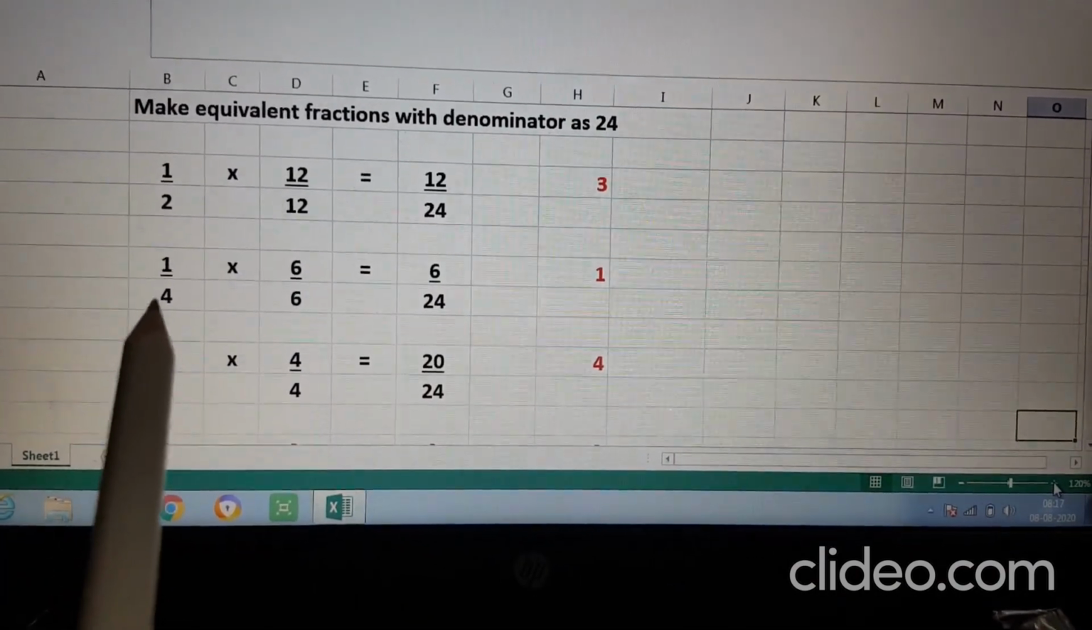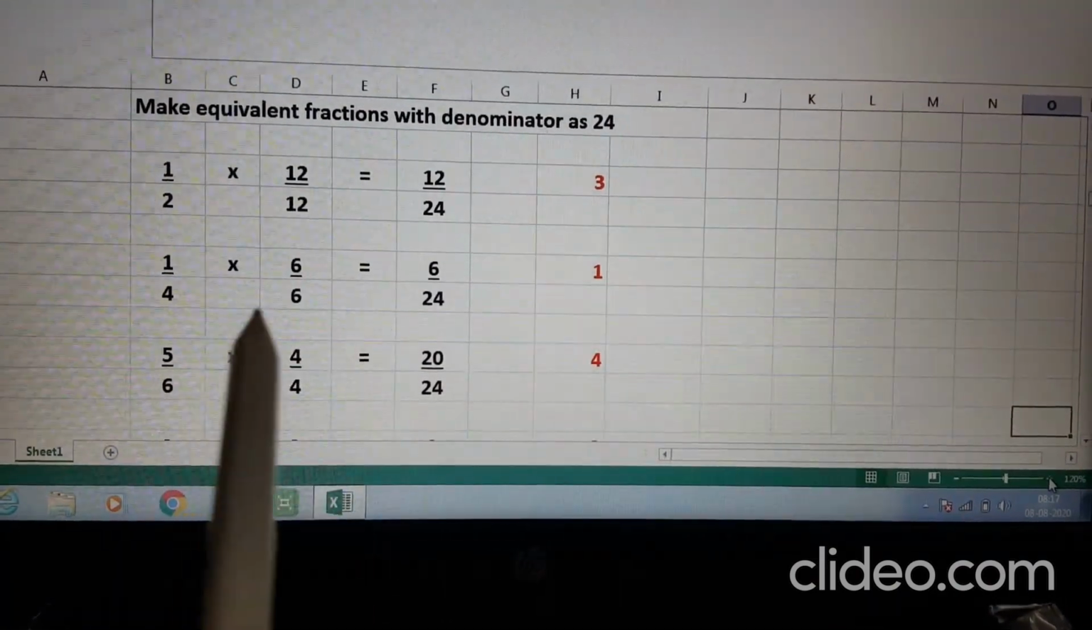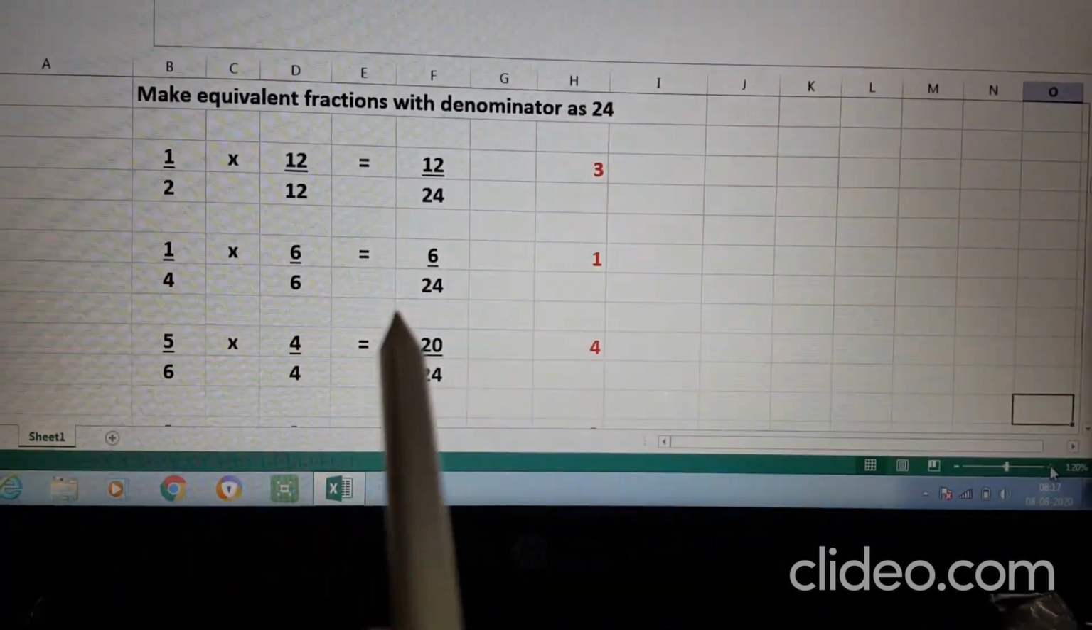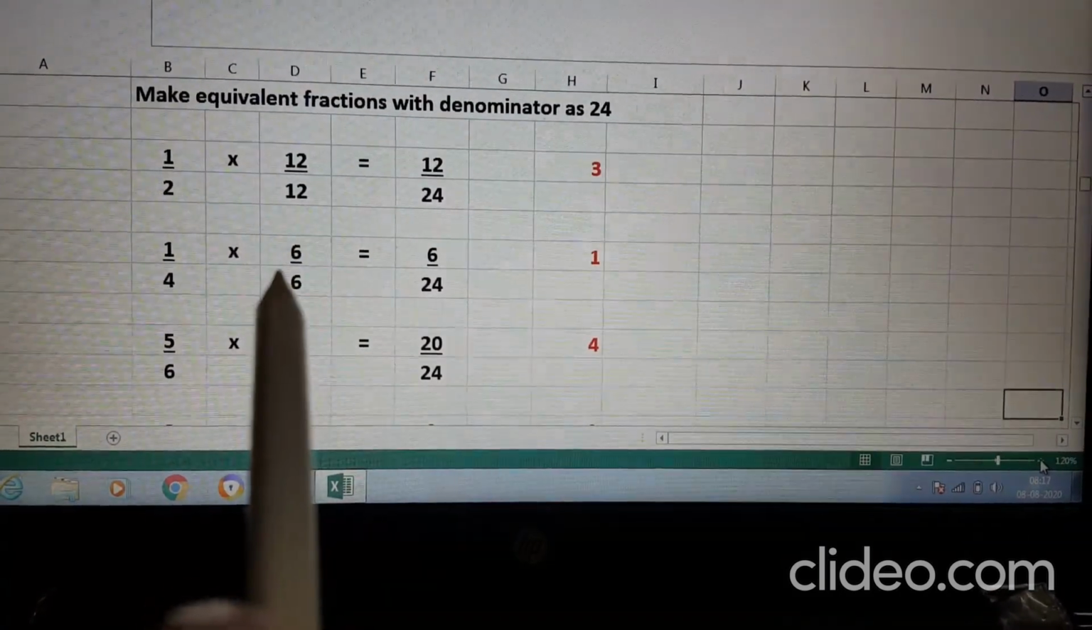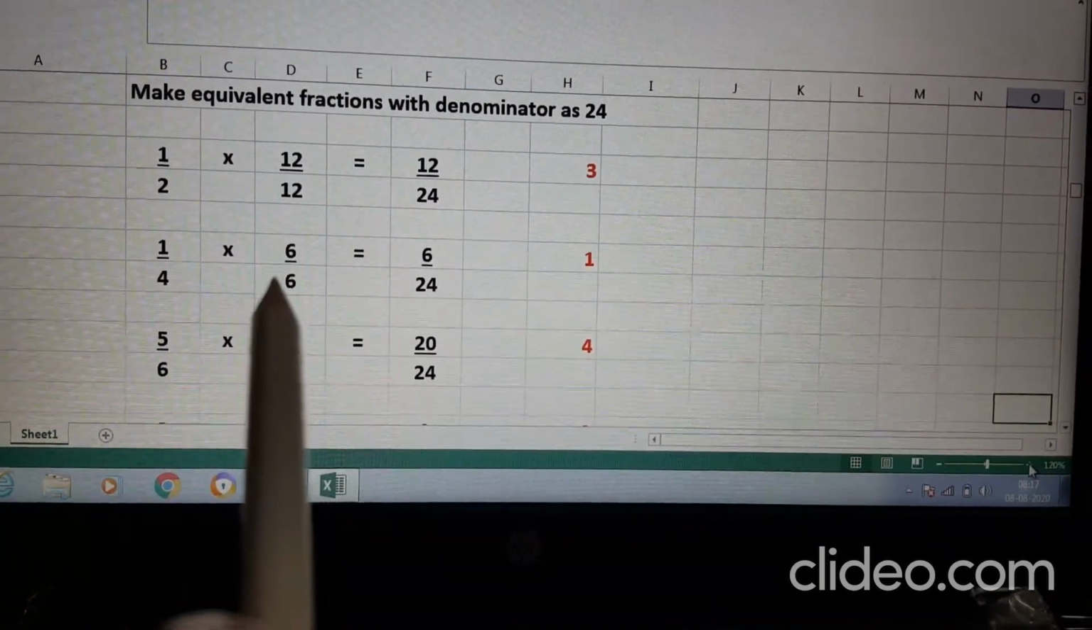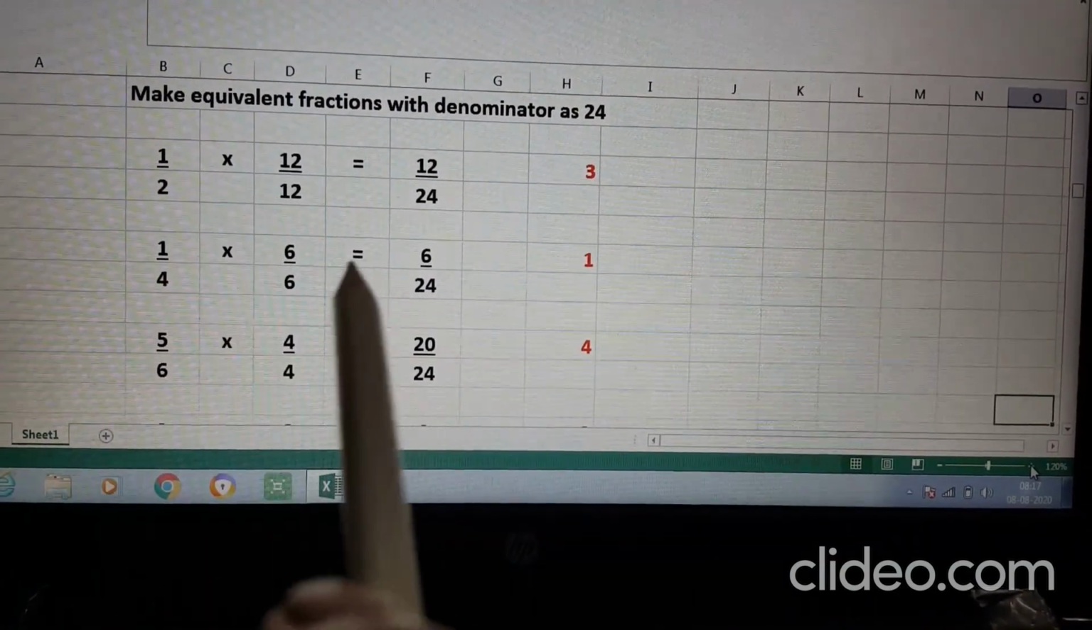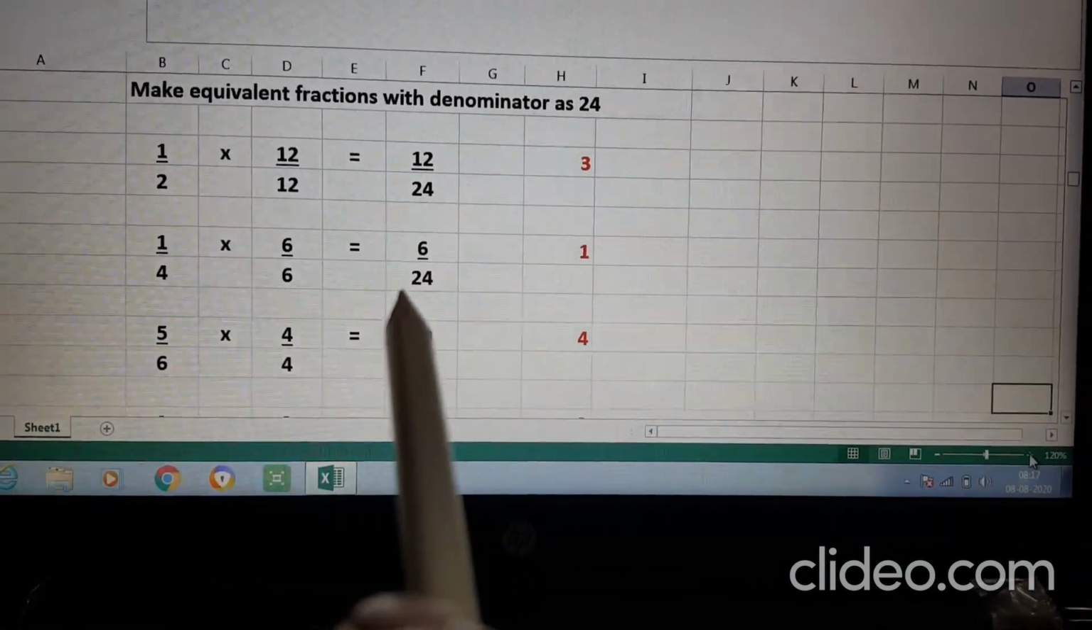Now second one, 1 upon 4. We have to make equivalent fraction. 24 divided by 4 is 6. So we'll multiply numerator and denominator by 6. So 1 into 6 is 6. 4 into 6 is 24.